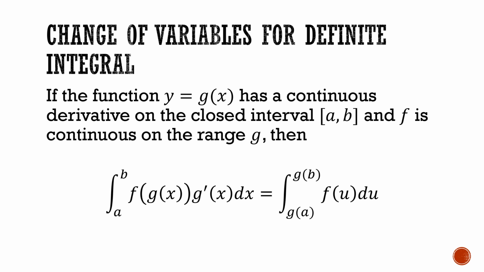So instead of plugging in our original a bound and b bound, I would figure out the bounds in terms of u by plugging a and b into u to find my new bounds. And then I can leave my function in terms of u and solve it out like that instead of changing it back to x.